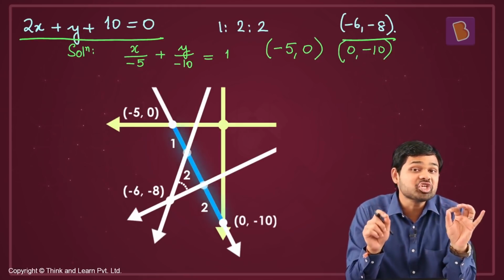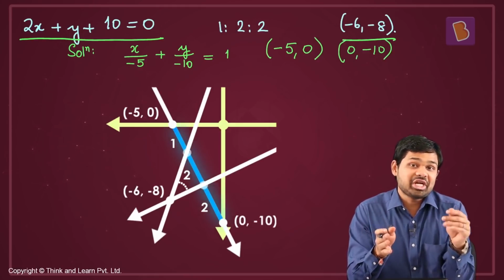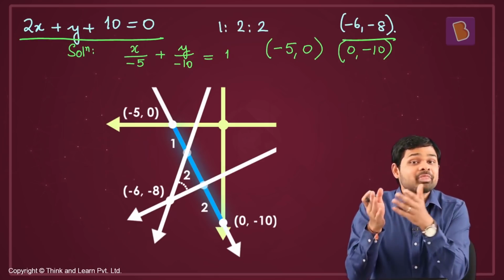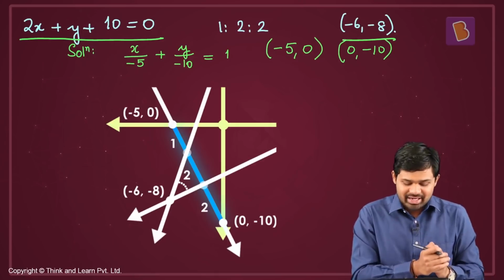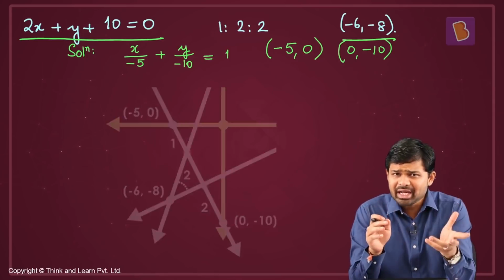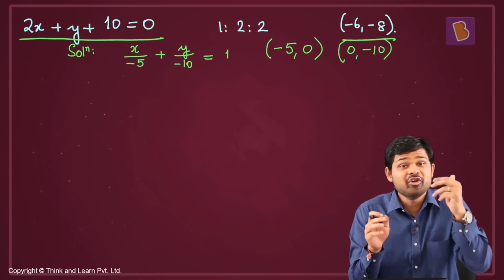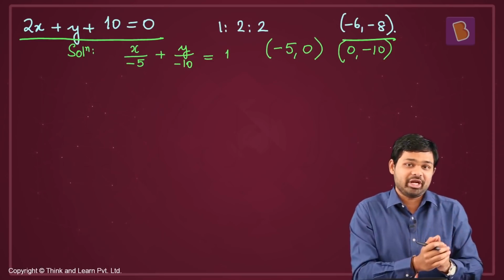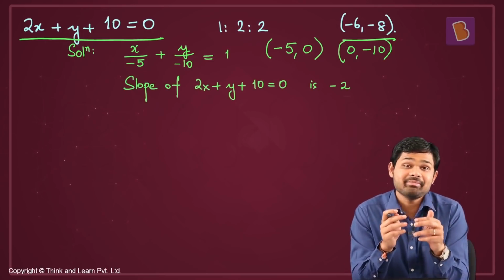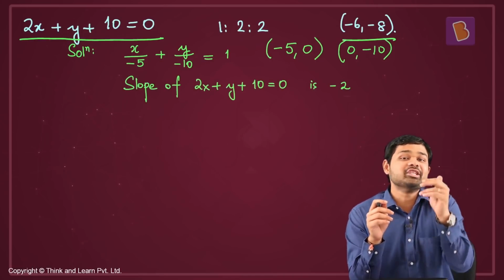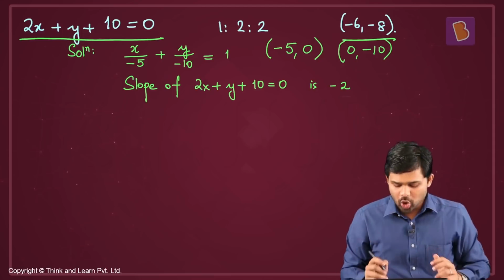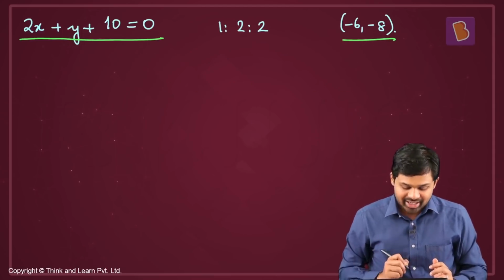So I know the portion of the straight line. It is the part which lies between the point -5, 0 and the point 0, -10. Another piece of information that I'm going to extract from the straight line is its slope. The slope of the straight line is nothing but negative of the coefficient of x divided by the coefficient of y, which is going to be -2 divided by 1. So the slope of this line is going to be -2.